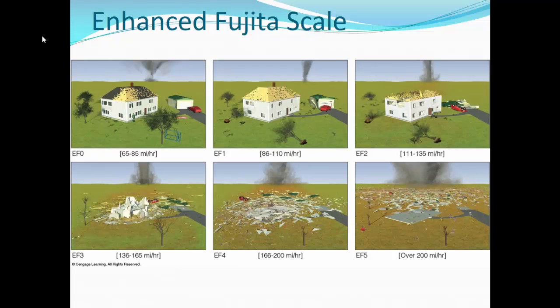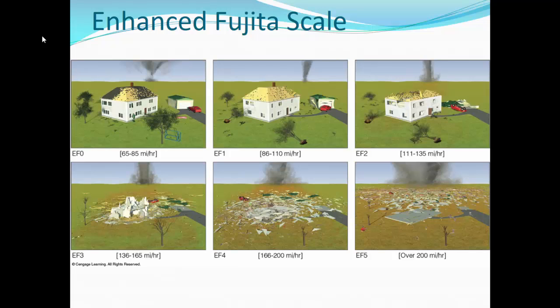The trees may be uprooted. There may be a little bit more than shingle damage to your roof. You may even have some plywood pulled off the roof. Maybe a little bit of damage to the lighter building, the little garage there. You can see the car has been moved just a little bit. You get up to EF2, 111 to 113.